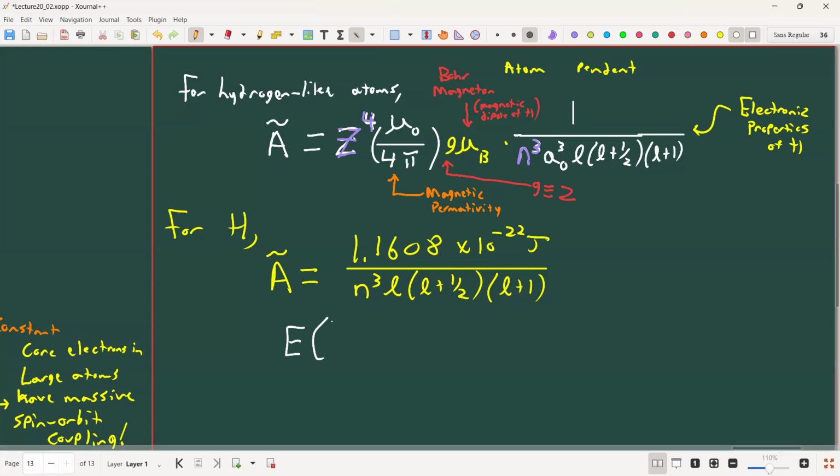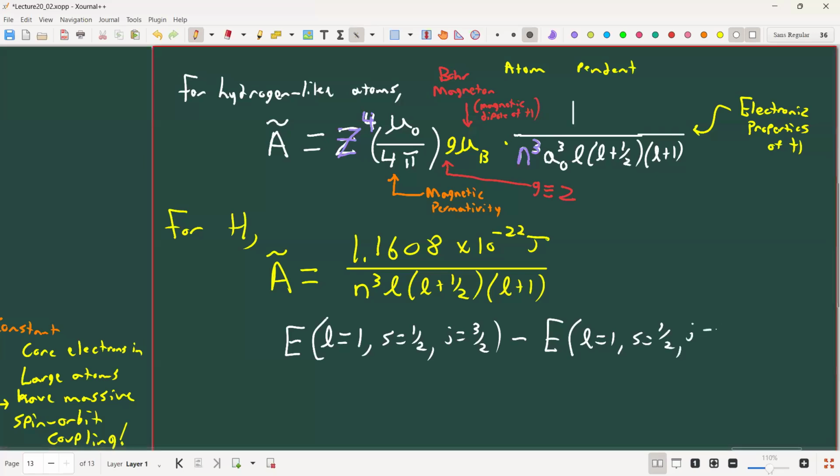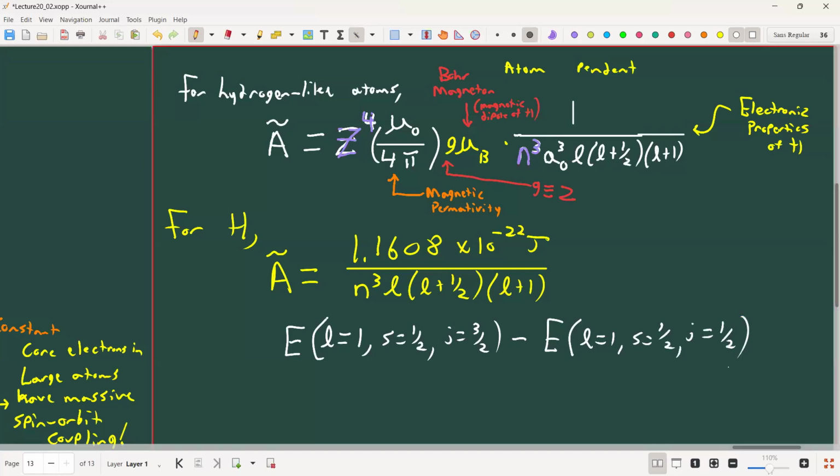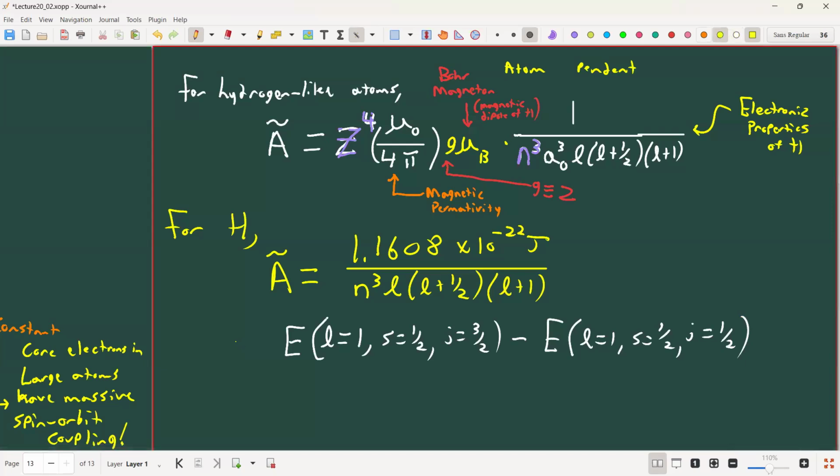What you can do is calculate the energy for L equals 1, S equals 1/2, J equals 3/2, and then subtract it from the energy for L equals 1, S equals 1/2, and J equals 1/2. Right, so this would be the splitting between the two P states. This is the P splitting.